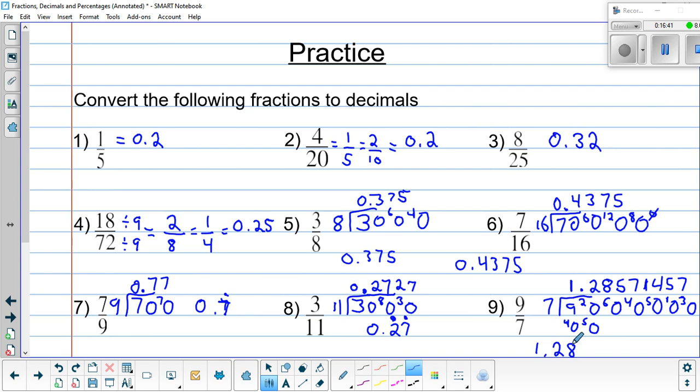However, 5, 7, and then that'll be 1, 4. So it recurs 5, 7, 1, 4. Make sure you put it in the proper space of the dots. Notice how they go over the 5 and the 4, because that's the string that recurs. And we're done.